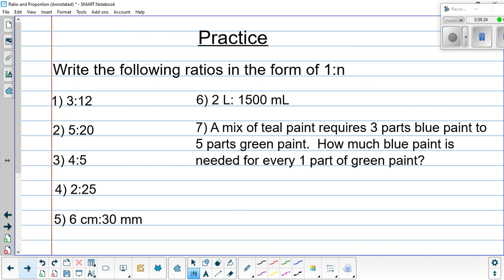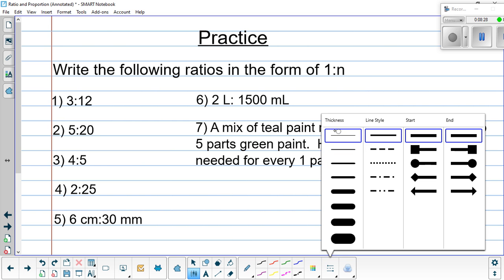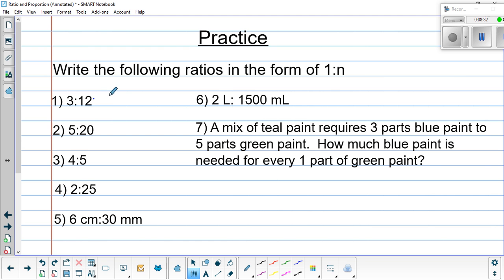Okay, all right, let's start going through. The first few I'm going to go through rather quickly. So these ones, well, you can divide by 3. So we're going to get 1 to 4. Dividing by 5, we're going to get 1 to 4. Dividing by 4, we're going to get 1 to, well, 5 over 4 is 1.25, right? Because a whole would just be 4. What are you left? You're left with a quarter.